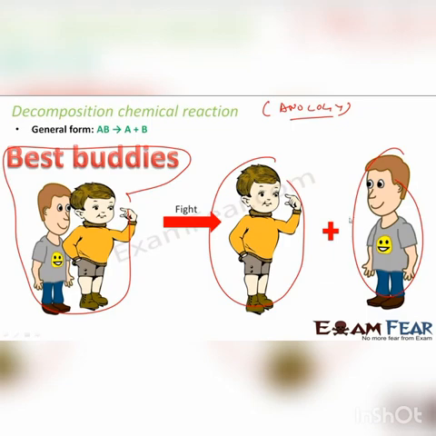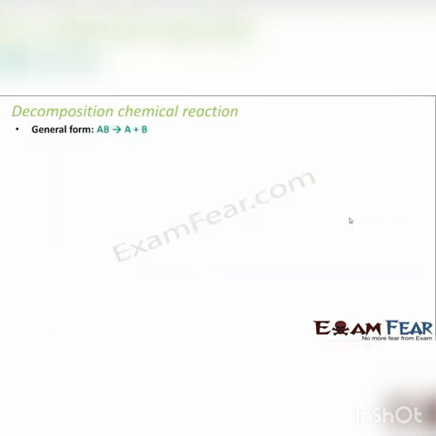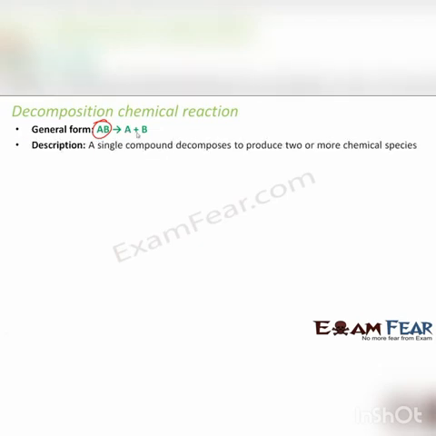This is similar to a decomposition chemical reaction in the chemistry world. So we have this one compound AB. You decompose it to become two compounds. The description says a single compound decomposes to become two or more chemical species. It may be more also. It can be C and D also. The concept here is one compound breaks into multiple compounds.